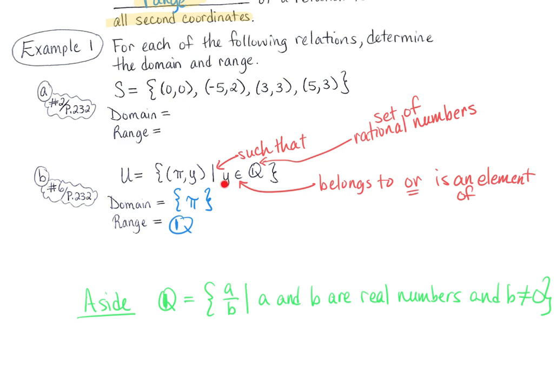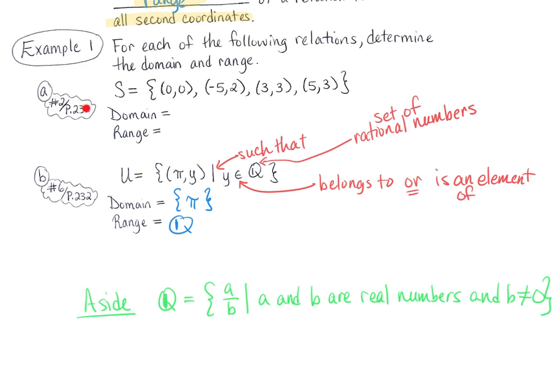Right, because it says y is an element of Q. So that means y can be any rational number. So we put down the set of rational numbers here. Does that make sense? Yes, no? If there are no's, you got to ask. Okay? All right? So that's B.